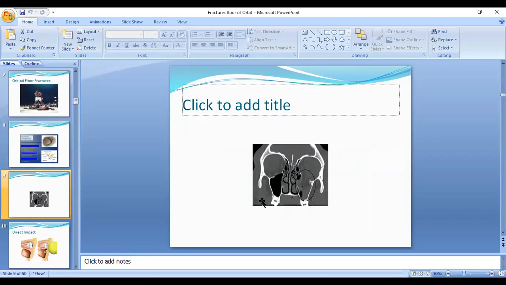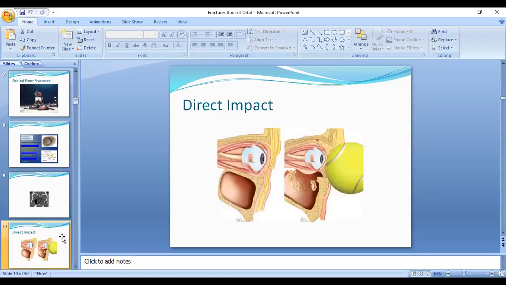How does a blowout fracture occur? It may occur by direct impact. For example, a tennis ball, which is larger than the eyeball, and you can see there that whenever it hits, the orbital floor is disrupted.